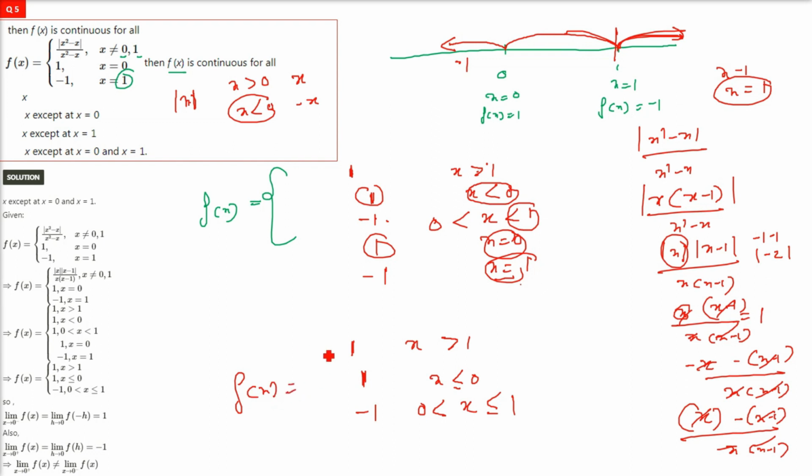So final f(x) is like this. 1, if x is greater than 1, you get 1. x less than or equal to 0, you get 1. And between 0 and 1, where 1 is inclusive, it is negative 1. I hope you got the idea.